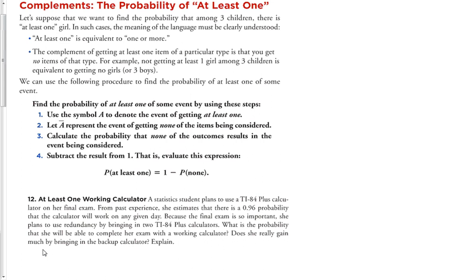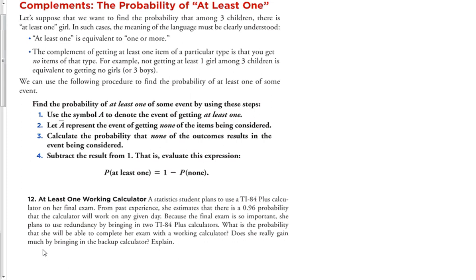Okay, so now we're going to talk about complements and the probability of at least one of something. Let's suppose that we want to find the probability that amongst three children there is at least one girl. In such a case, the meaning of the language must be clearly understood. At least one means either one, two, or three. So at least one means one or more.